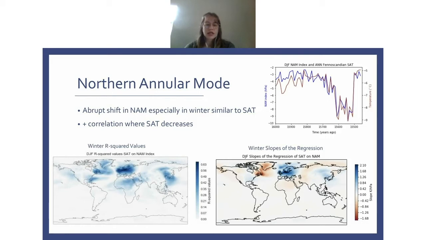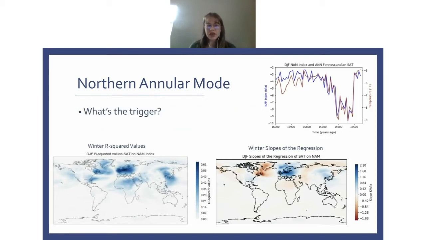However, it's not exactly explaining what is triggering the northern annular mode shift. From here, a lot of my results are a bit preliminary, so I don't have figures on it, but we know that changes in the ice sheet heights can affect the jet stream. And so we're seeing a lot of changes that follow a similar pattern in North America around this time, and we're thinking that it could have to do with each other.